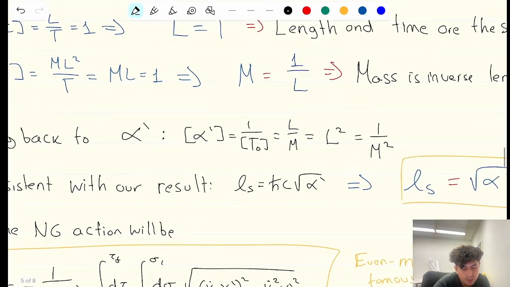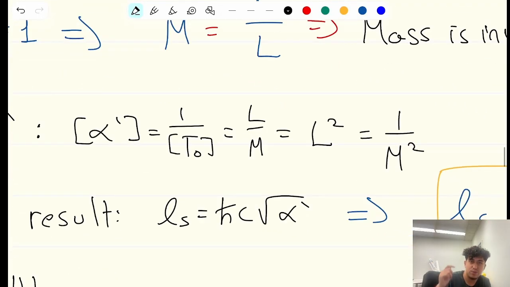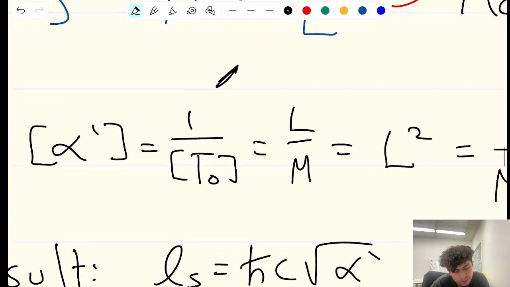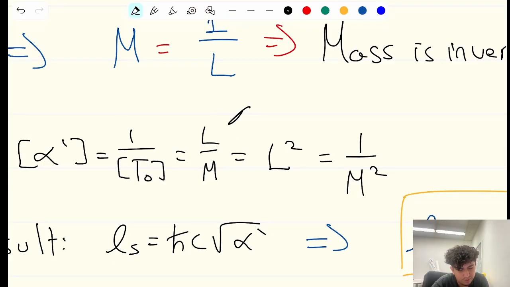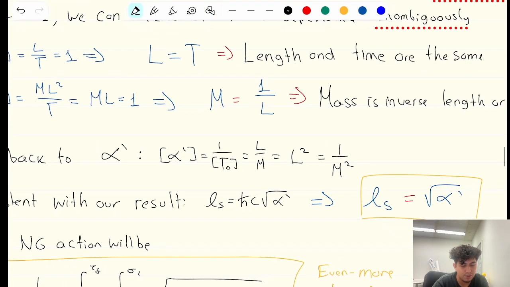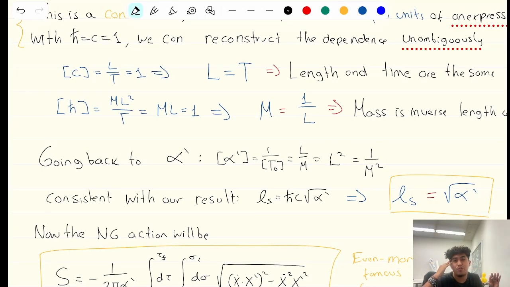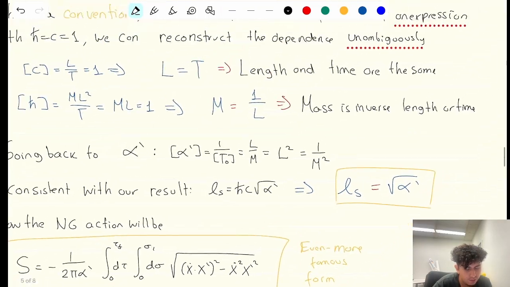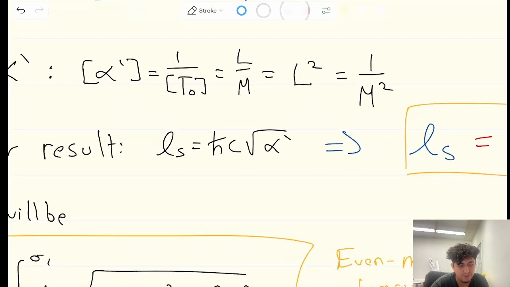Great. So if we go back to our slope parameter, it has units of 1 over T naught over the tension, because we set c equal to 1, which is equal to units of mass or length over mass, or the same as length squared or 1 over mass squared. And you can do this with any single unit of a quantity. You can put their units in terms of only mass units, and this is very, very useful for doing anything. So that's good. Cool. So now we had our result that the length of a string was equal to this.